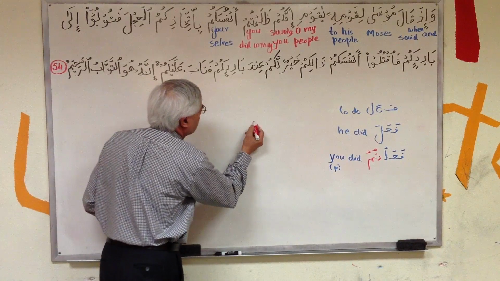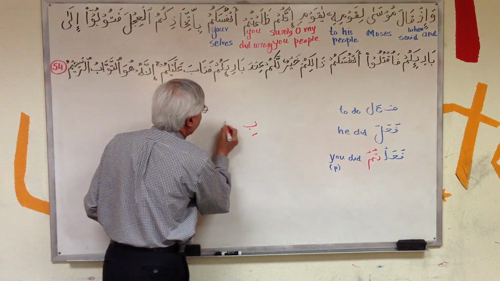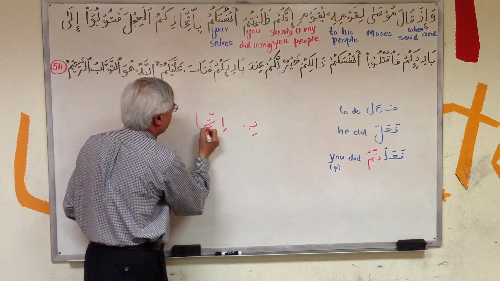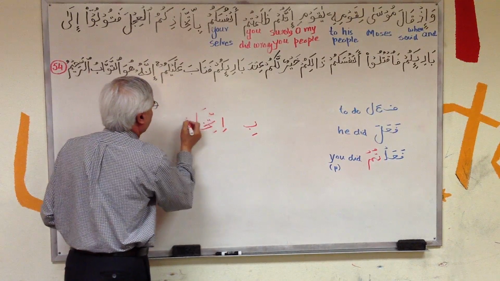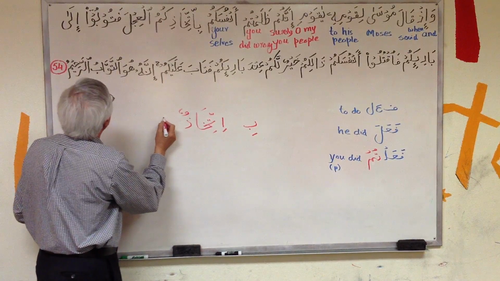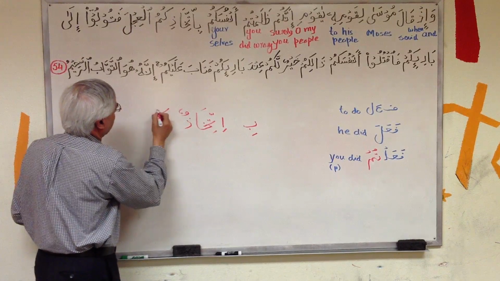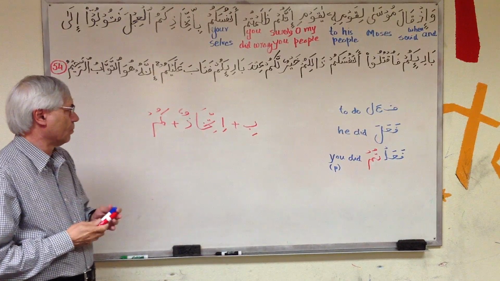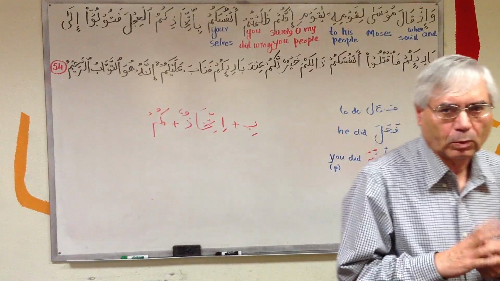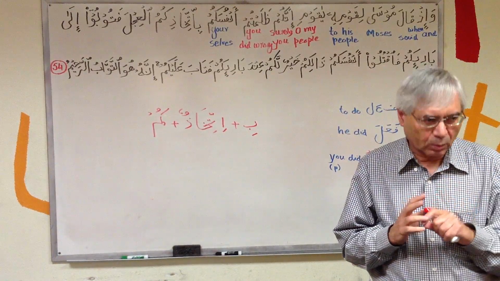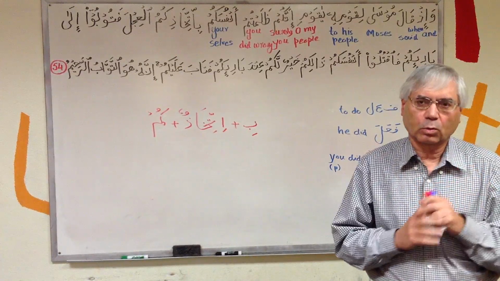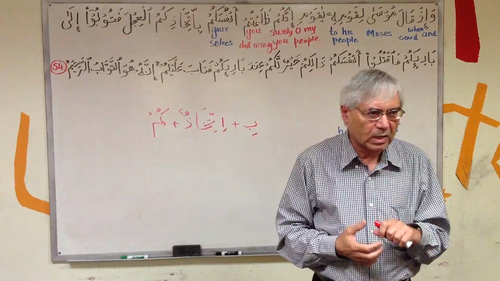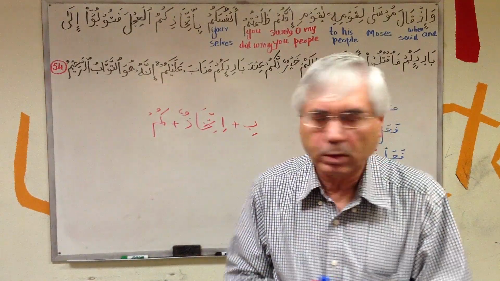Okay, so let's first write down separately B and ittikhazun. And then kum. So these are actually, I'm going to put a plus sign. These are separately independent words. B is one word, one letter. Ittikhazun is another word. And kum is the third word. And when we read them together, then it will sound the way it is in the Quran. Bittikhazikum. But separately, these are the words which compose this one word.